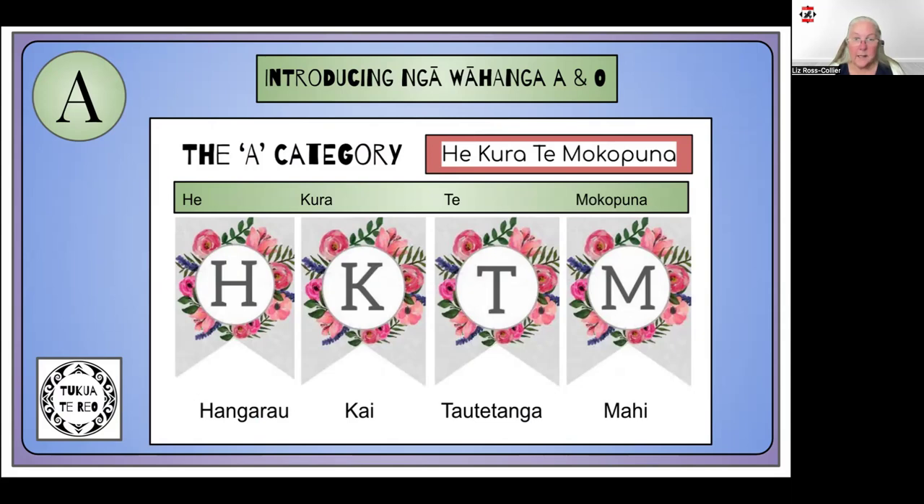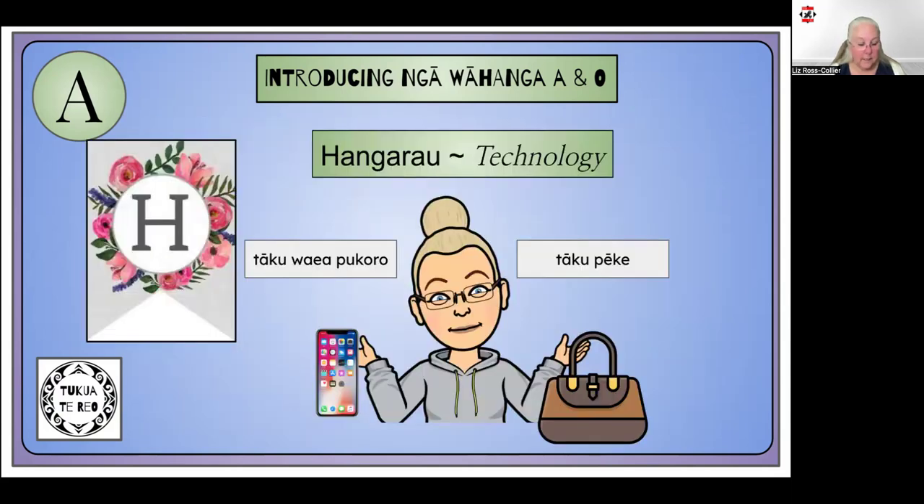The model for the A category uses the acronym HKTM, which stands for He Kura Te Mokopuna, which translates into the child is precious. Each of the letters in the acronym stands for one of the headings in the A category: hangaro, kai, tautetanga, and mahi. The first letter is H. This stands for hangaro or technology.